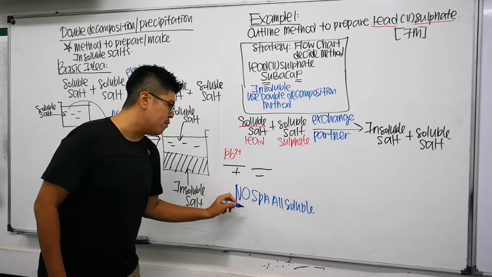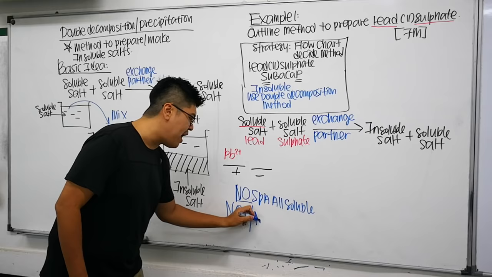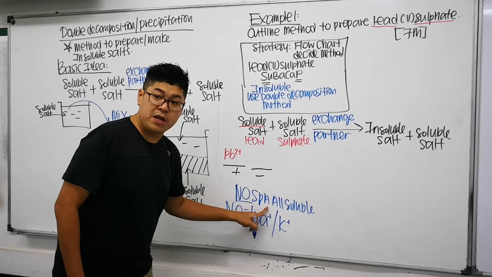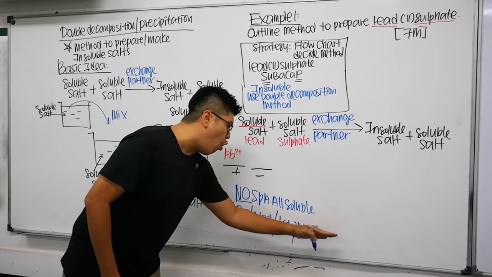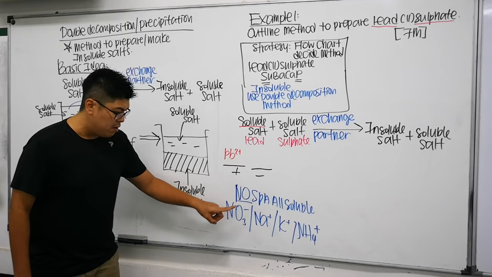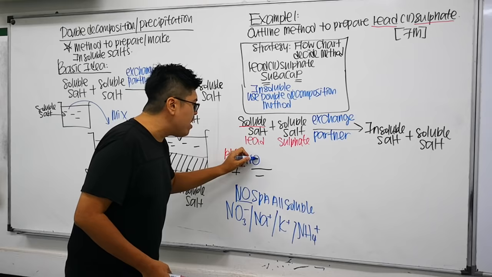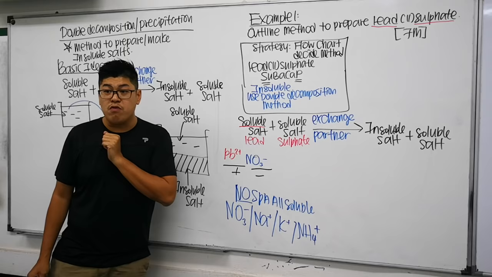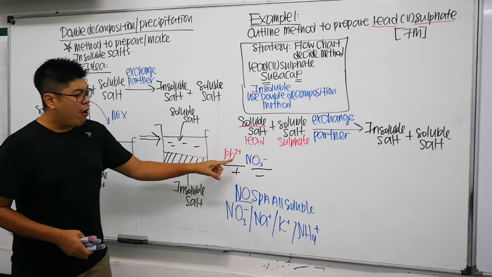No is nitrate, NO3 negative 1. S is sodium, Na plus. P is potassium, K plus. A is not aluminium, it's ammonium, NH4 plus. So these four ions are always soluble. Please just play with them. So you know you need a negative ion which is soluble. I think my choice is clear. Just pair with nitrate. Understand? Just pairing with nitrate will do. So you already know the first soluble salt, the first raw material you need, is called lead nitrate. You get the picture? That's how you do it. Okay, how do you predict the formula?